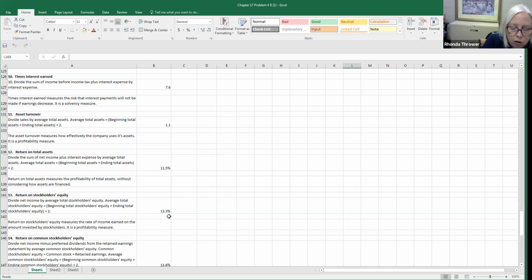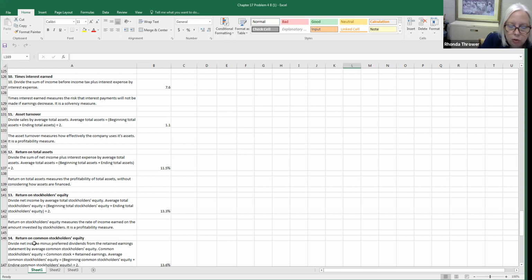Again, you would compare that with what happened last year, but since we don't have the beginning stockholders' equity from year 1, you could not make those calculations. So we don't have the first year's return on stockholders' equity calculated for us. They're only asking for the second year. And again, we're going to divide the net income by the average stockholders' equity to get the return on stockholders' equity.